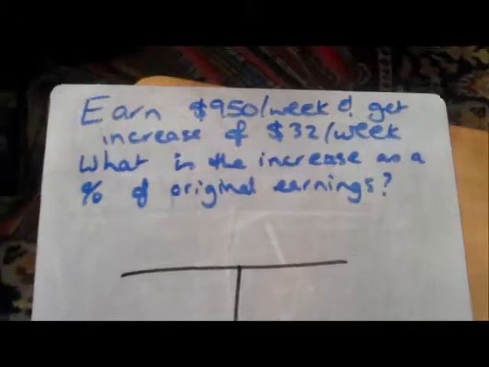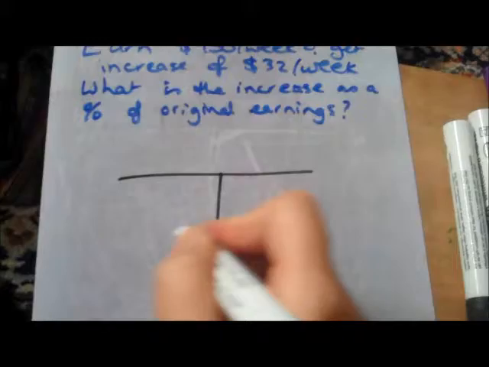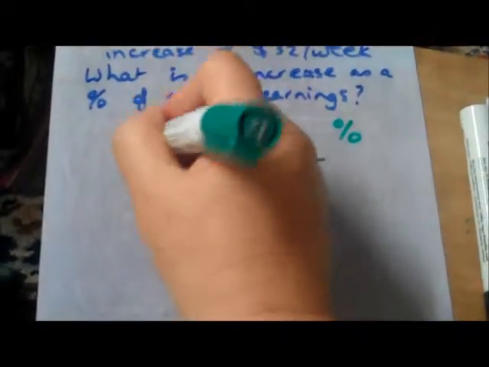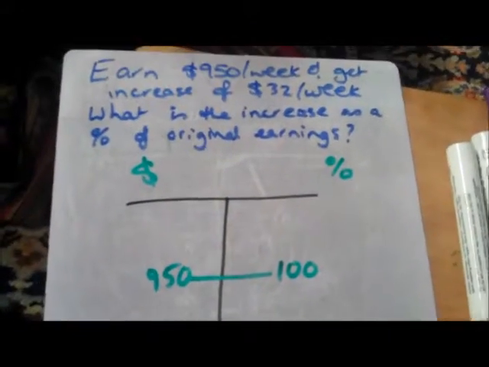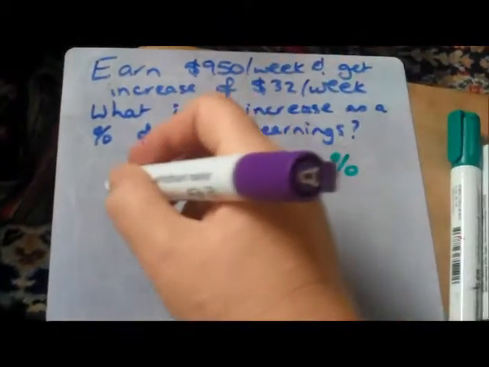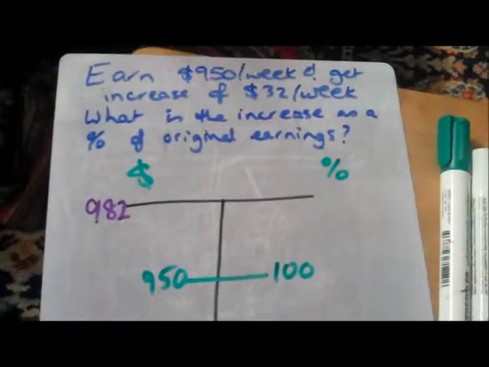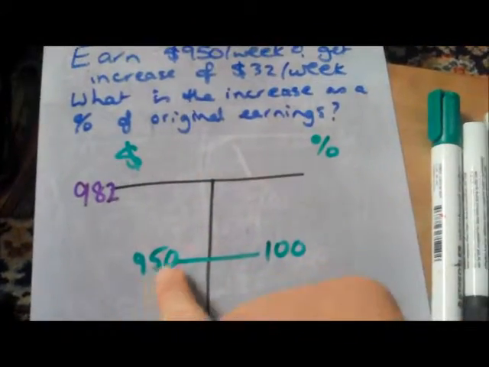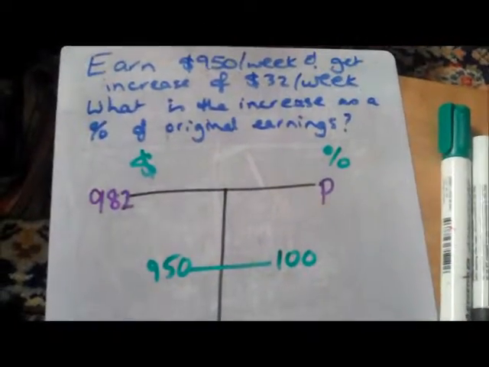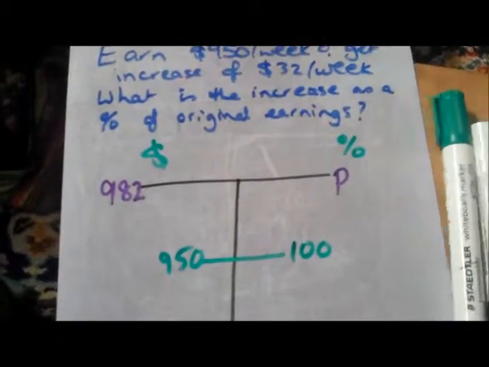$950 a week, that's 100%. That was my original earnings. So 100% is $950. So percent on this side, money on this side. What happened to that $950? Well, I got a percentage increase up to $982 because I now earn $32 a week more. So there's my $32 increase, and I'd like to know what percentage that increase is. So that's actually going to be the difference between these two values at the end.